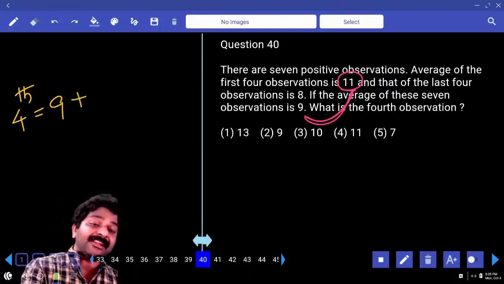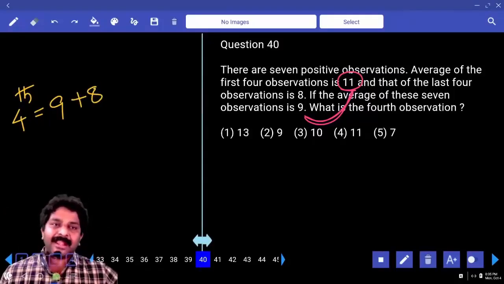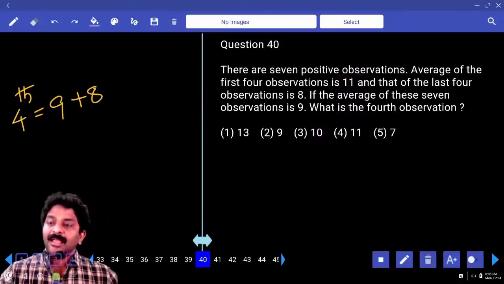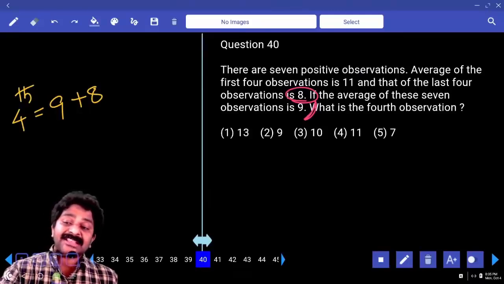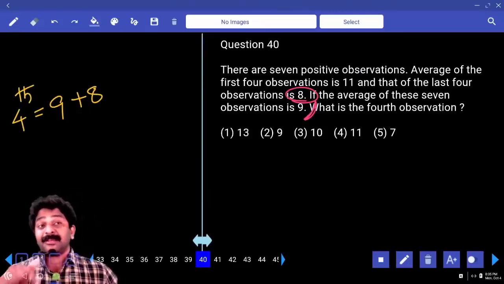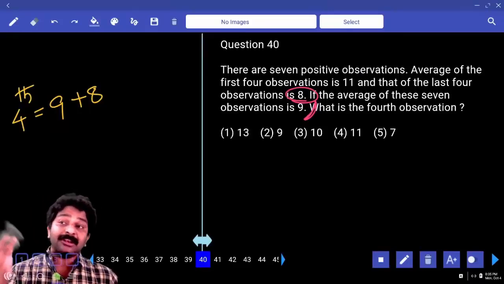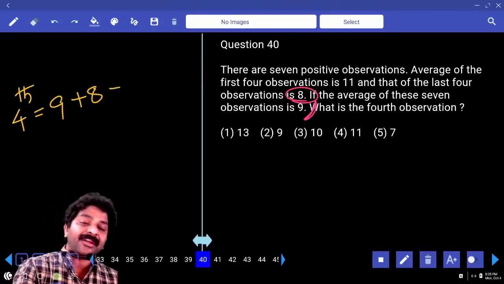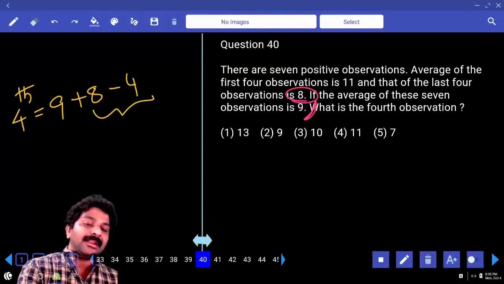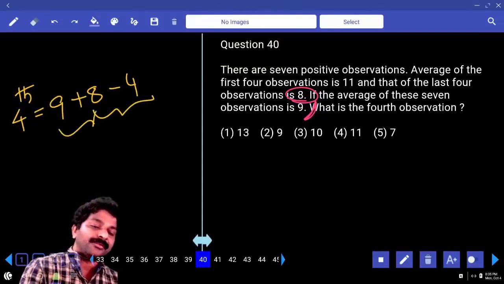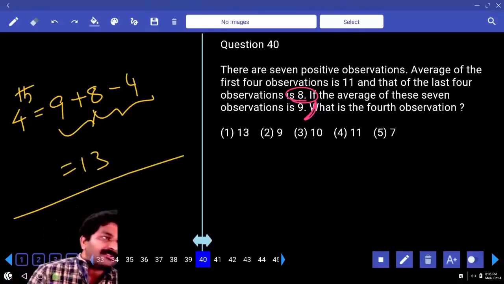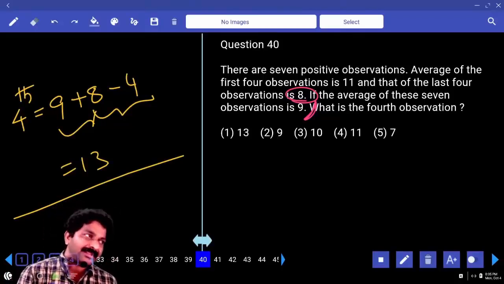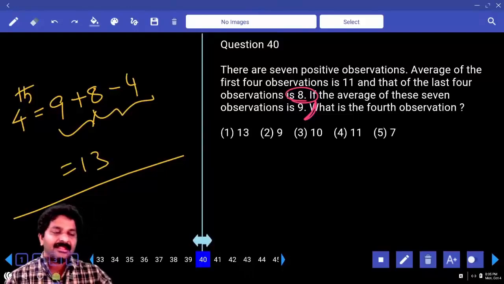So as it is direct effect, 8 more we are directly adding. Okay. Average of last 4 numbers is 8, which is how much less than the actual average? 1. Like that, how many numbers are there? 4. That means total 4 less only. Direct effect, we are subtracting 4. 8 minus 4, 9 plus 4. Fourth number is 13, first option, final. Equality concept, it's a beautiful method. You can do it in a single line.